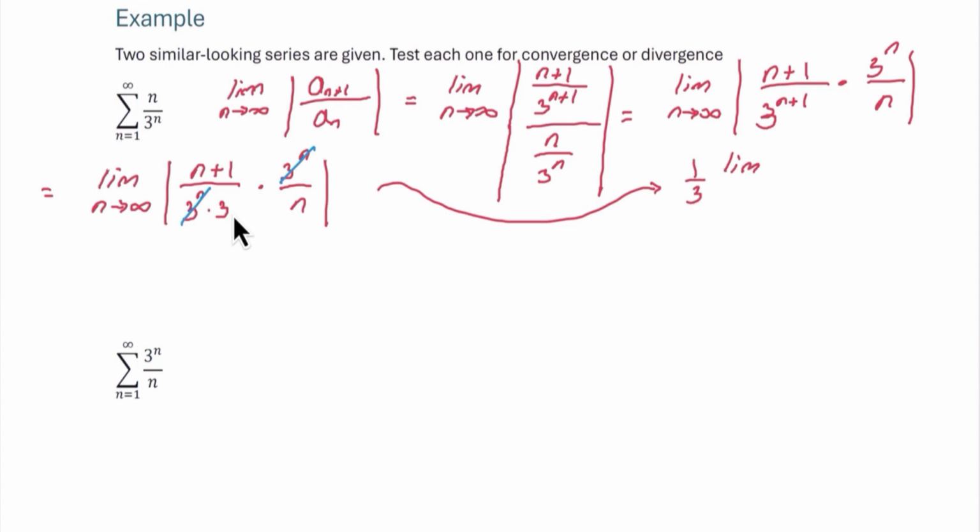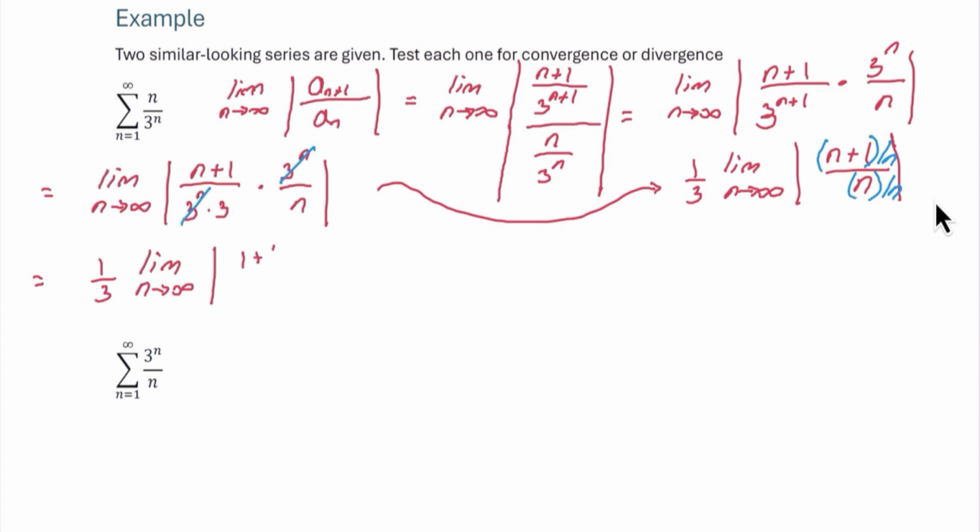limit. n's getting really big. And we have n plus 1 divided by n inside the absolute value. At this point, for limits at infinity, we can divide the top and the bottom by n. That is the highest power of n that occurs in the denominator. We now have 1/3 limit of 1 plus 1 over n divided by 1.